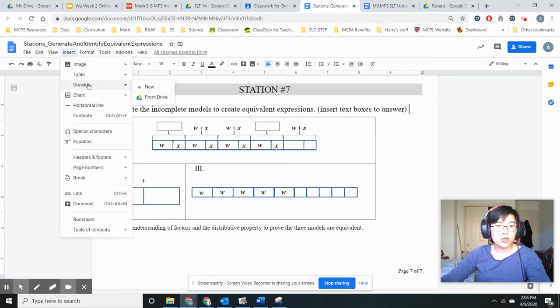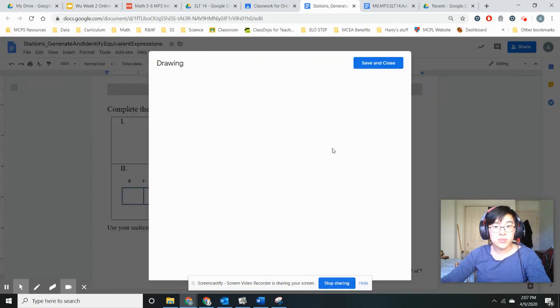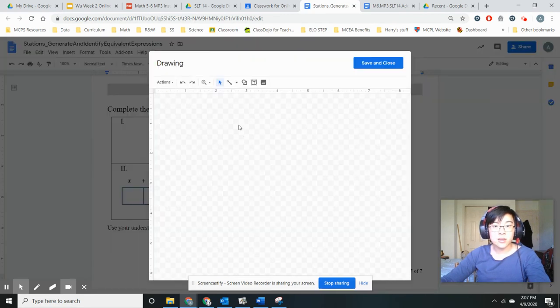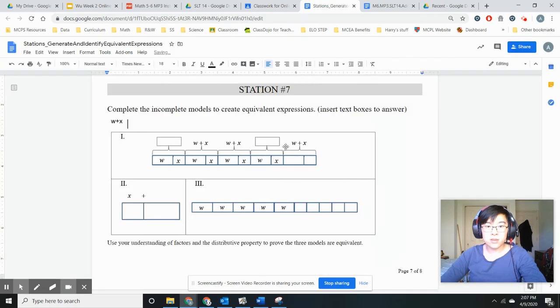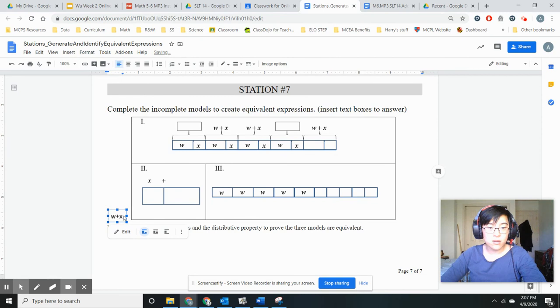Insert drawing. See, when I combine W and X, you can kind of notice a pattern here. If I combine W and X, pretty much I need W plus X. So I'm just going to insert text box W plus X. I don't need this that big, I just need it like that big. Save and close. And I'm just going to drag this.